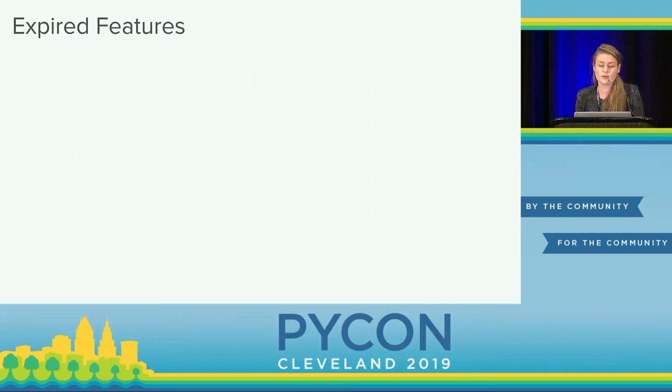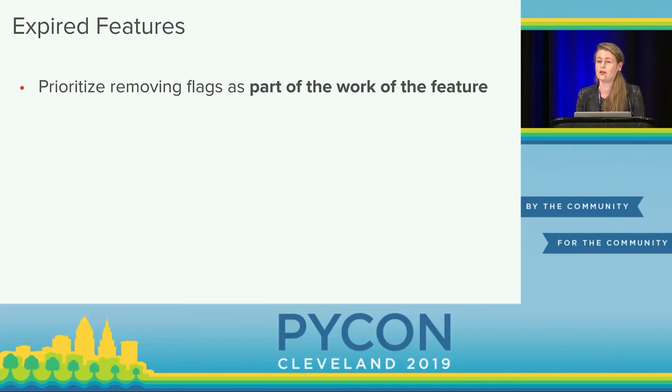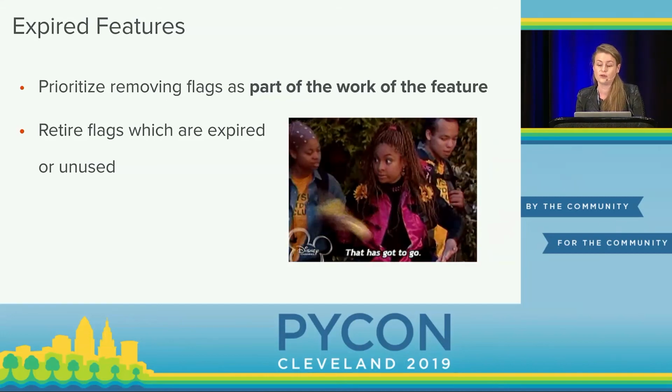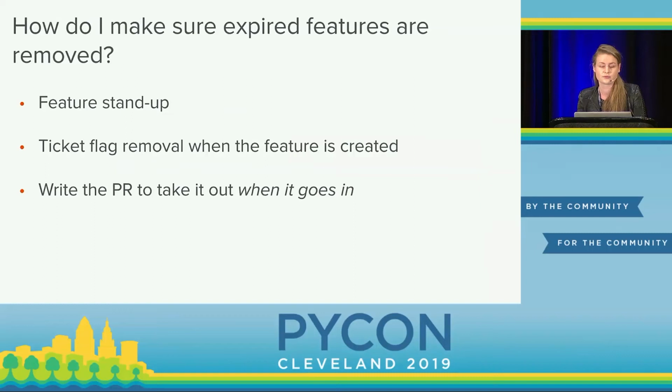So we want to talk about expired features as well. How do we make sure that we take these out of the code base? So we want to prioritize removing features as a part of the work of the feature. We want to retire feature flags which are expired or unused. And we want to make sure that those get out of the code base as soon as possible.